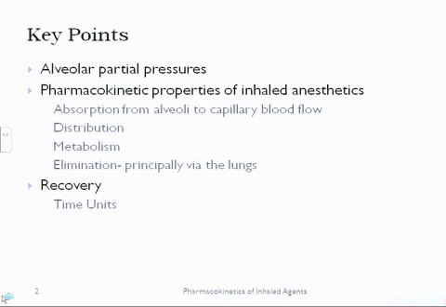Elimination for most of the anesthetic agent that we're having is through distribution from the blood back into the alveoli, back out to the circuit, and out into the environment. Okay? So elimination really is not due to hepatic metabolism and renal excretion most of the time. And then we'll talk about recovery, the concept of time units. If you understand this, you'll really be good at extubating people.